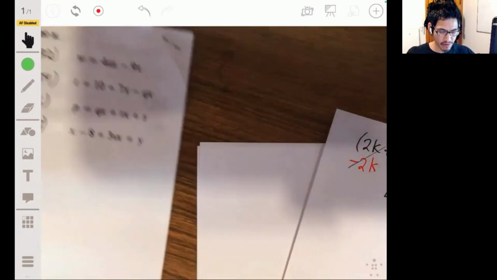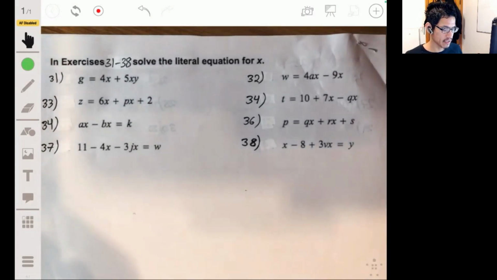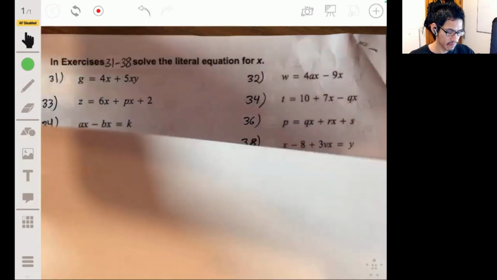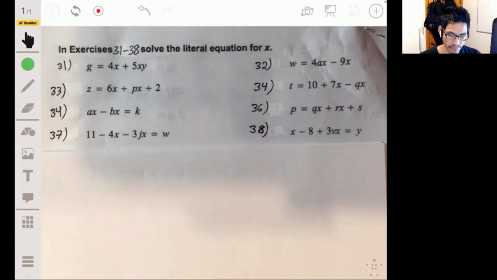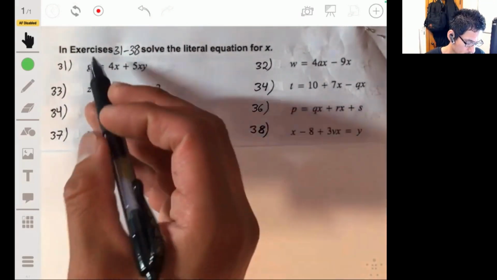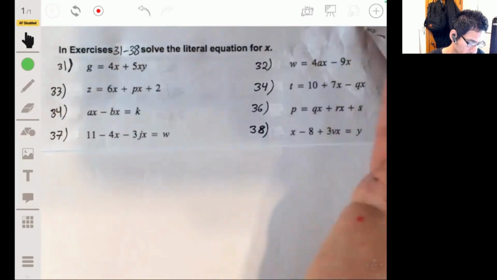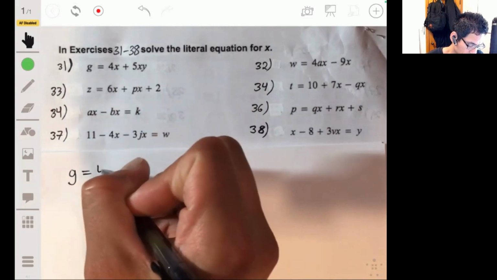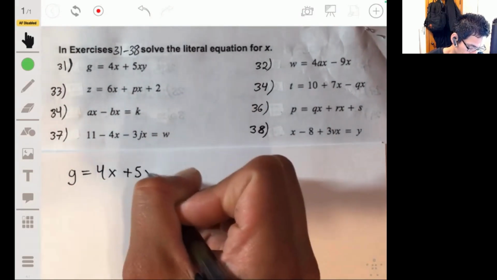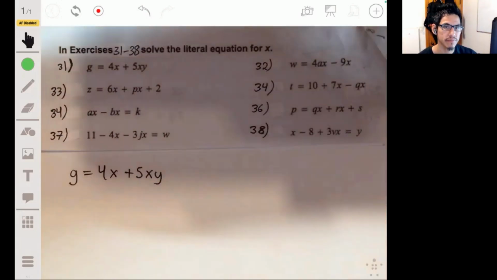Now for the final section of this practice test. So the problems you've all been waiting for. Literal equations. Hooray! We only got 8 of them, though. Let's make them count. So g equals 4x plus 5xy. Solve the literal equation for x.